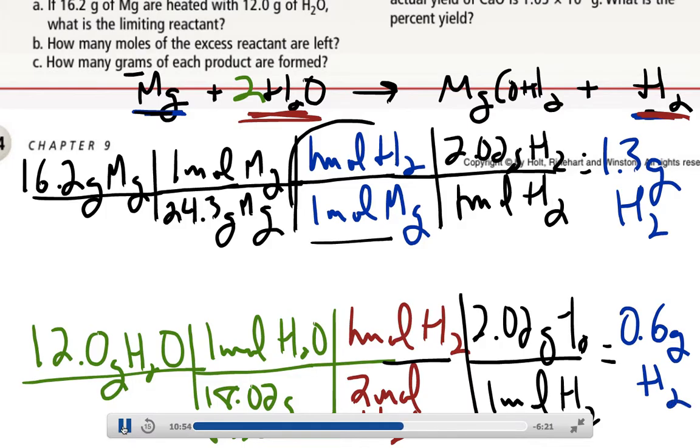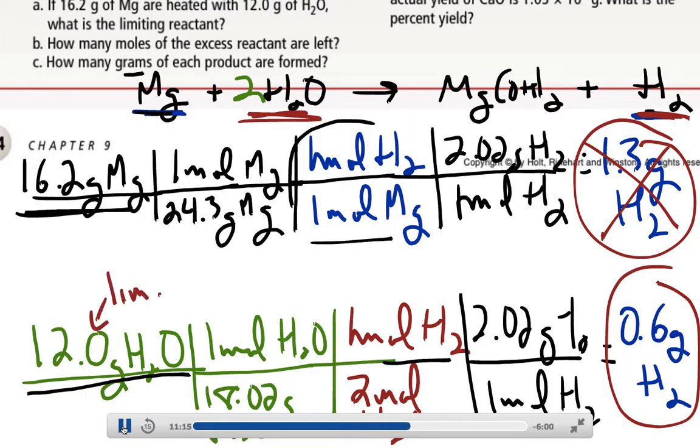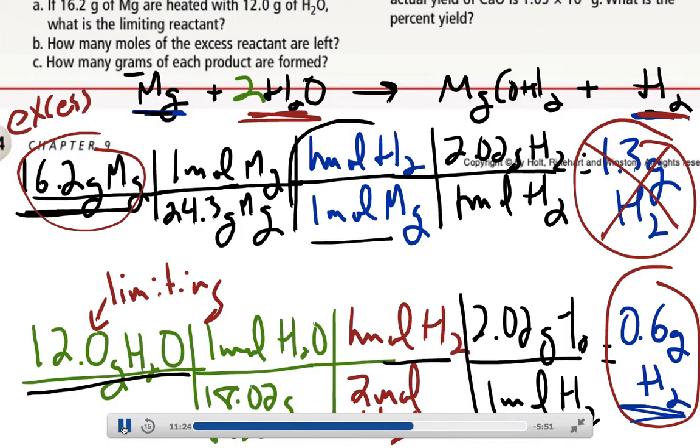Okay, so now this gets to be very important. We have to look at what these numbers mean. So if I start with 16 grams of magnesium and 12 grams of water, this is telling me that I could produce 1.3 grams of hydrogen or 0.6. Well, we always want to pick the smallest amount. So we can't make more than what our limiting reactant will allow for. So our limiting reactant is whichever produces least. So this is limiting. So I've identified my limiting reagent. I've identified my excess reagent. This is an excess. And I've identified how much hydrogen I'm actually going to produce.